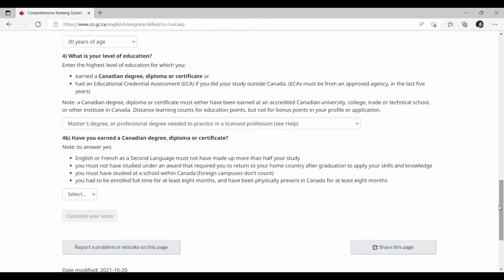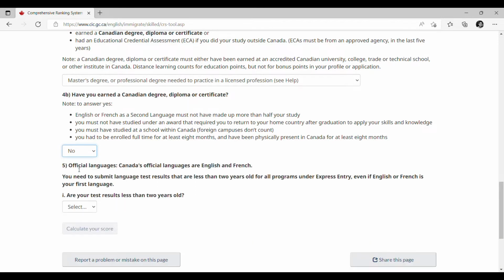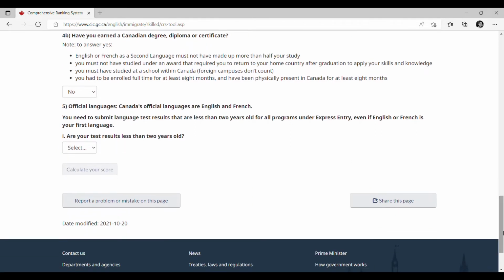Moving on to the second part of this question: did you achieve this education or degree in Canada? And I am selecting no. You can go ahead and select yes if you have your education qualification in Canada. But be aware of the condition which says that you should be physically present in Canada for at least 8 months to receive this education qualification.